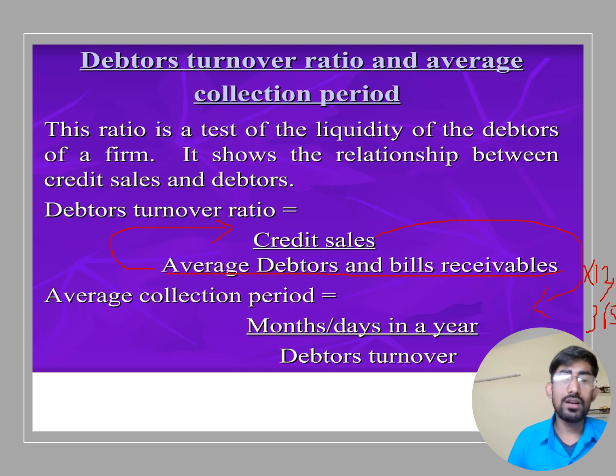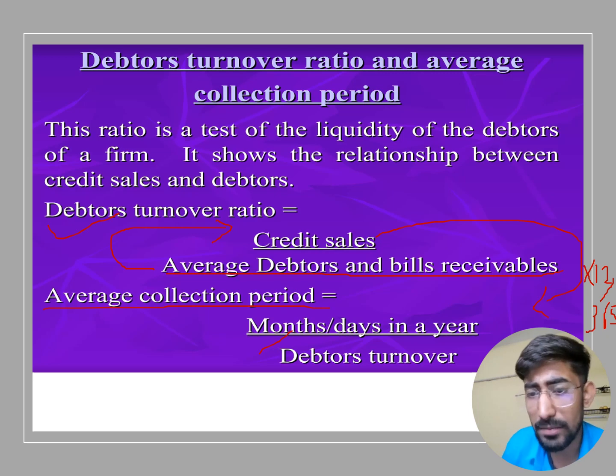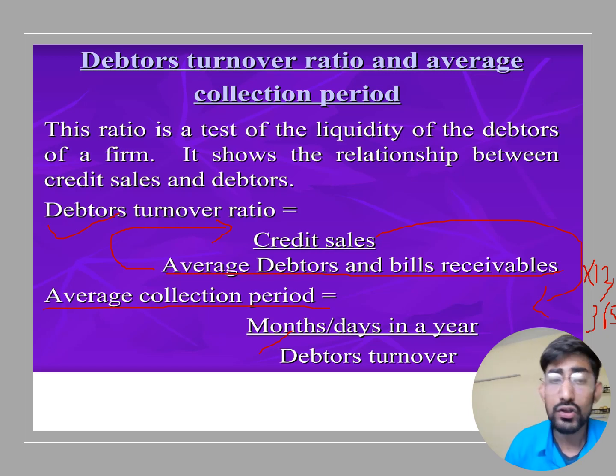So there are two techniques to get the average collection period. The first is to calculate the debtor turnover ratio by dividing credit sales by average debtors and bills receivable, then divide months or days by the debtor turnover ratio. The second technique is to reverse this formula: average debtors and bills receivable come in the numerator, credit sales in the denominator, and then we multiply by 12 months or 365 days or 52 weeks.